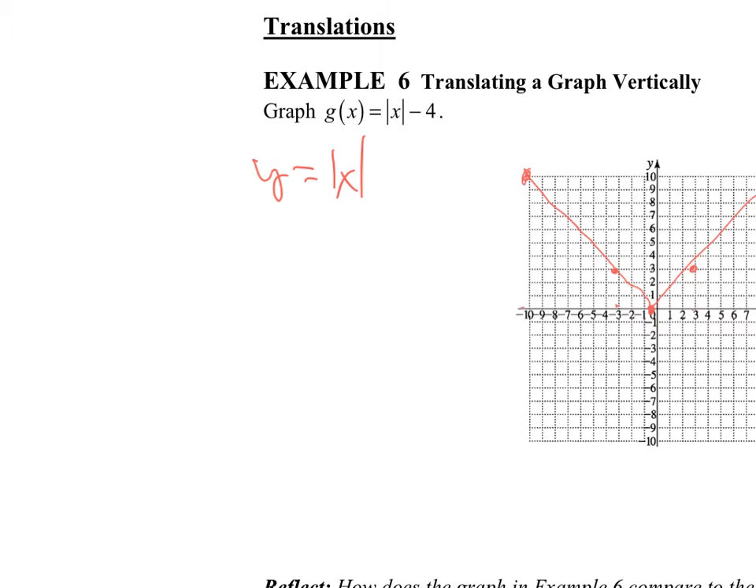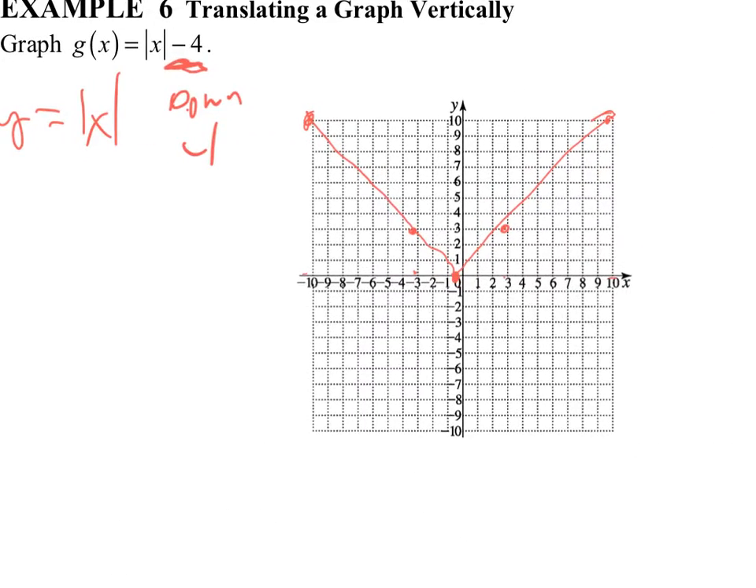How does it move? It has a number on the outside. That tells us that it's not left and right movement, it's up or down. It goes down 4. So all I'm going to do is move every one of these points down 4. In other words, I'm taking 4 away from every y value. The vertex, and every other point, moves down 4. And there's my new graph. I missed it, but close enough. It moved down 4. That's what happened.